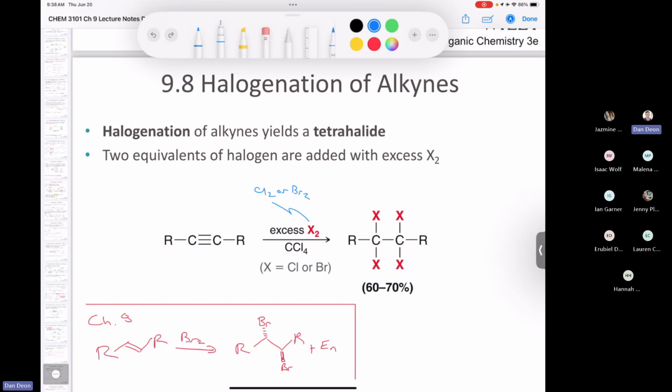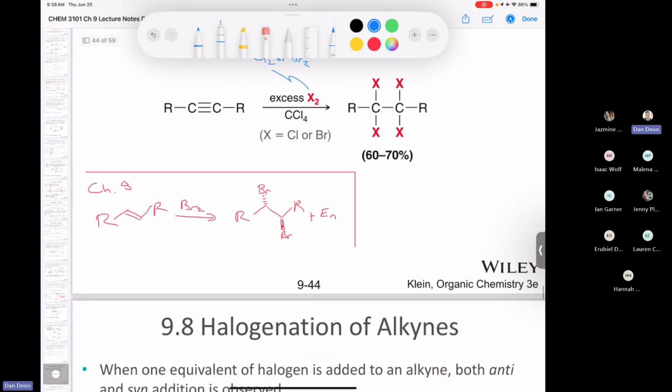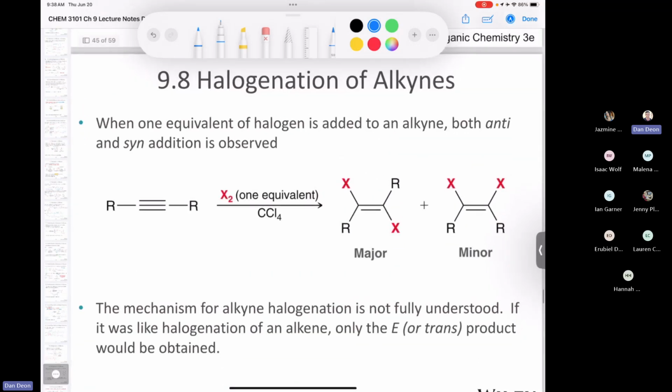Now, there's no mechanism provided in the textbook for this, so you don't have to do it. But notice that when it's excess of your halogen, you get a tetrahalide. So you might be wondering, what would happen if I just added one equivalent? It's a good question. If you add one equivalent of your halogen, meaning if you had 1 mole of this, you'd add 1 mole of your halogen, you actually end up with a mixture of the trans and the cis, with the trans or the E product as the major product because it's less sterically hindered.